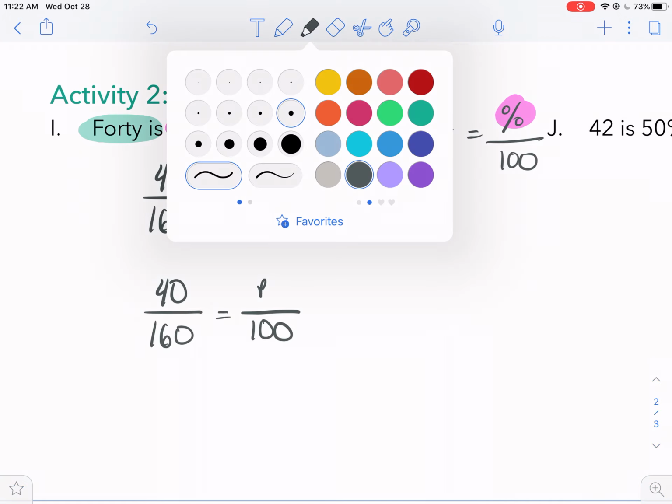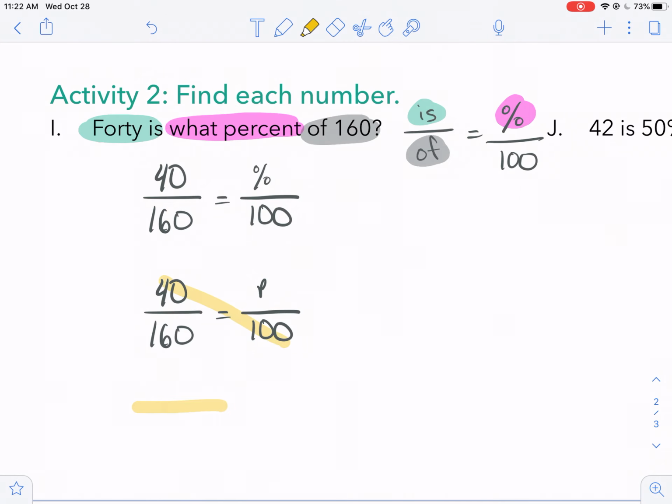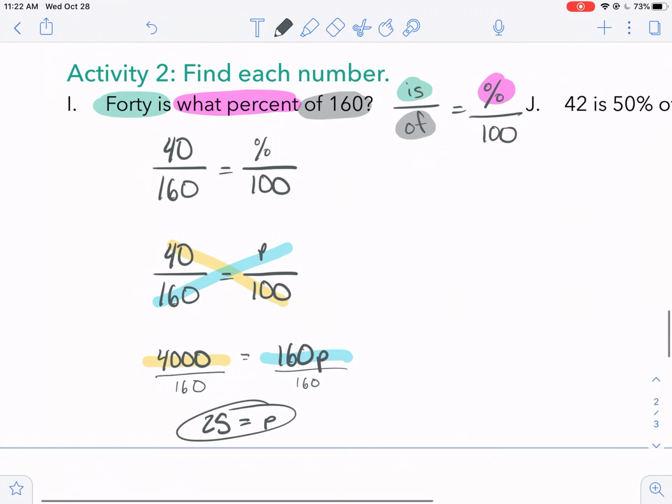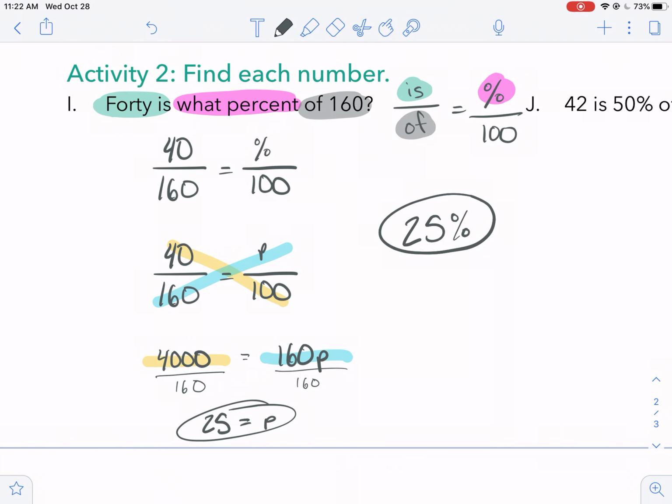Now let's cross multiply. I just got so excited. So we'll do 40 times 100 equals 160 P. With our handy dandy cross multiplication, we get 40 times 100 is 4,000 equals 160 P. And then to solve this equation, let's divide both sides by 160, giving us 25. Therefore, 40 is 25% of 160. It's a fourth of it. Cool.